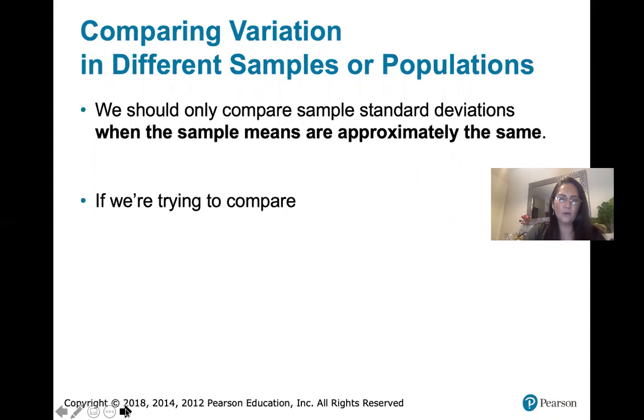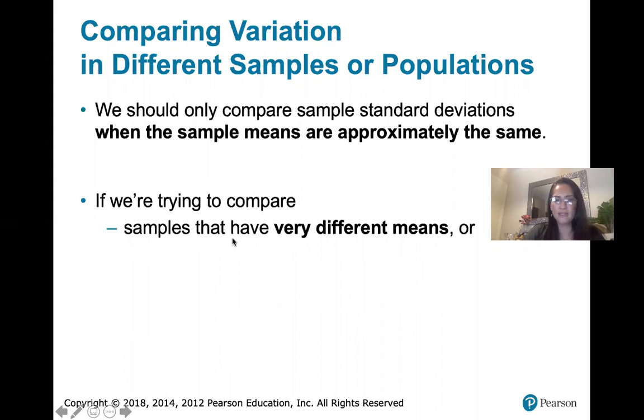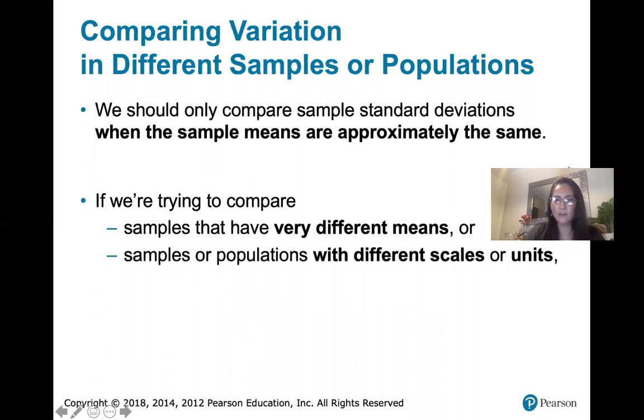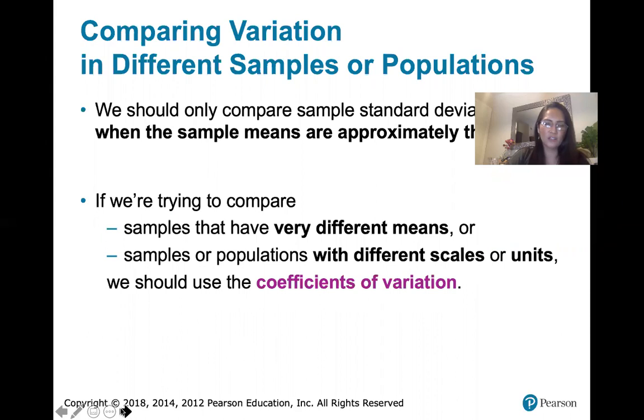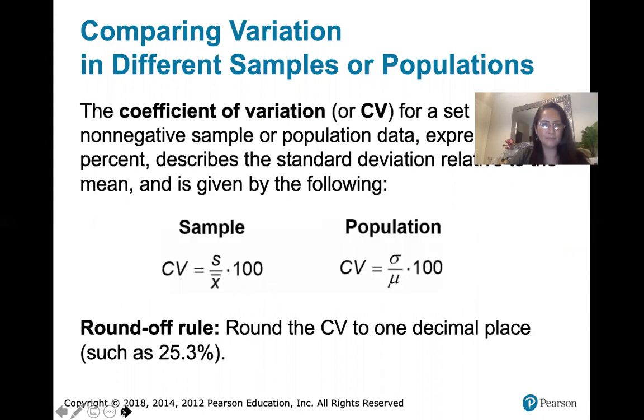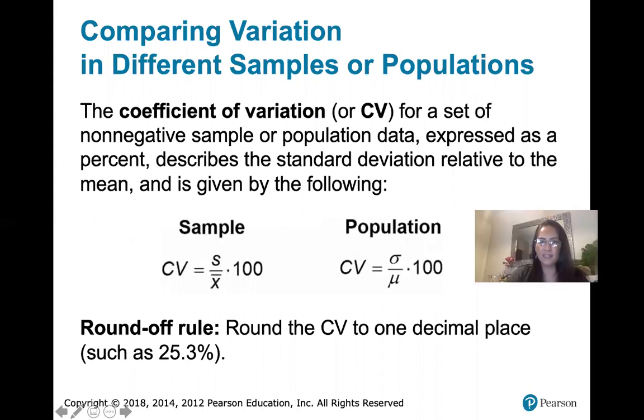In that case, we should compare something else, which is called the coefficient of variation. So if we're trying to compare samples that have very different means, or samples or populations that are using different scales or units, it makes sense to use what are called coefficients of variation instead. The coefficient of variation for a set of non-negative sample or population data, expressed as a percent, describes the standard deviation relative to the mean, and it's given by the following. So you just take that sample standard deviation and you divide by the sample mean, and then you multiply by 100% to give us that coefficient of variation as a percentage.